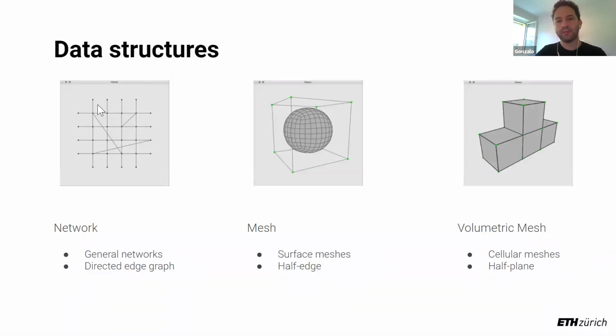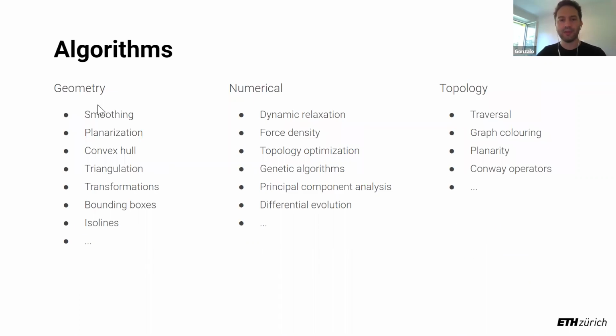I mentioned that there are some data structures provided by COMPAS. The main one is a network or a graph. The other one that we use all the time is a mesh, and then there's a volumetric mesh as well. Incrementally, over time we are adding a few more, but these remain the main ones. And on top of that, there's plenty of algorithms to work with.